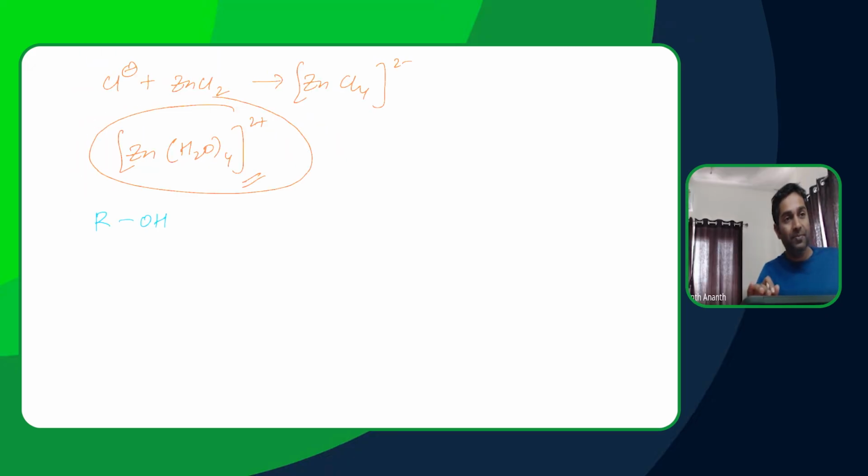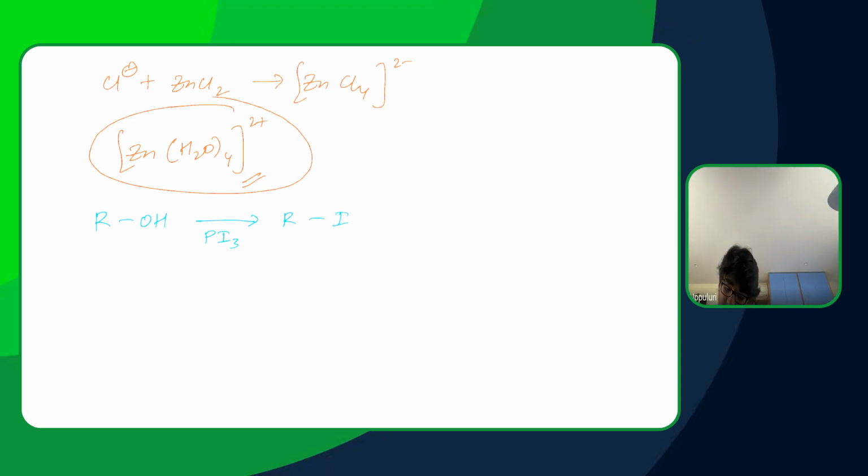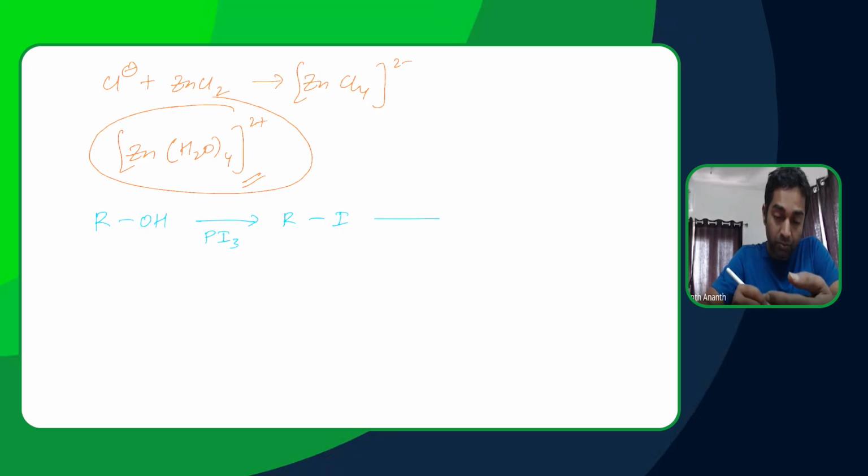Let's talk about the series of steps. What are the steps done first? We treat this first with PX3, PI3. So you get RI. Then what do you do? Then AgNO2.